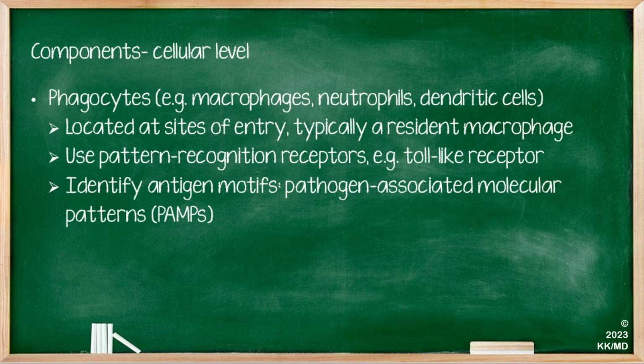Looking at the cellular level, firstly, there are phagocytes, for example, macrophages, neutrophils, and dendritic cells, and these are located at sites of entry, typically a resident macrophage. These use pattern recognition receptors, such as toll-like receptors. These are used to identify antigen motifs, also known as pathogen-associated molecular patterns, or PAMPs.